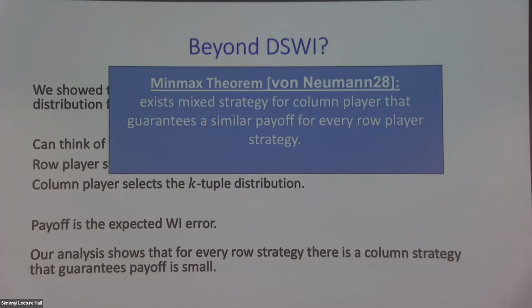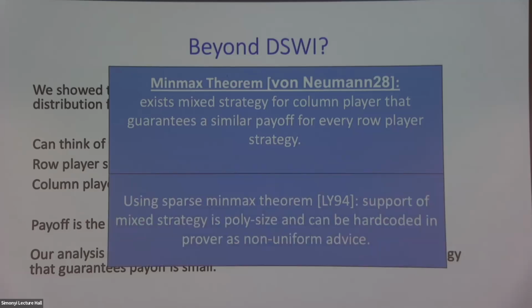Why is this helpful? Well, we actually use a variant of the min-max theorem, the sparse min-max theorem. In general, this mixed strategy could be over an exponential size domain, so it would be hard to represent. The sparse min-max theorem says that you can do it using a polynomial size representation, so the support is going to be small, and now you can fix the support inside the description of the honest prover. So this would be a non-uniform advice. This makes sense? This is Lipton-Young.